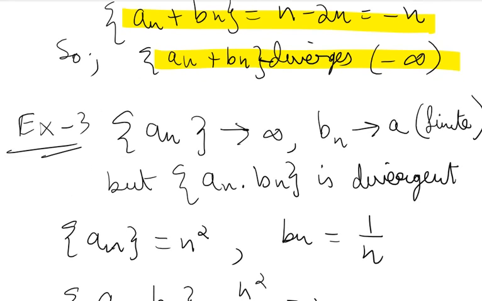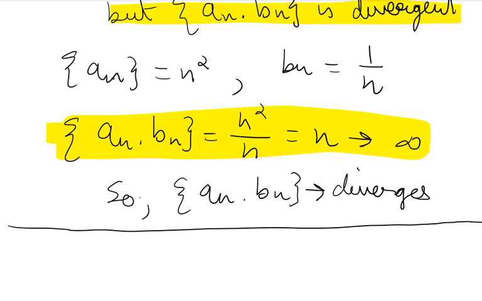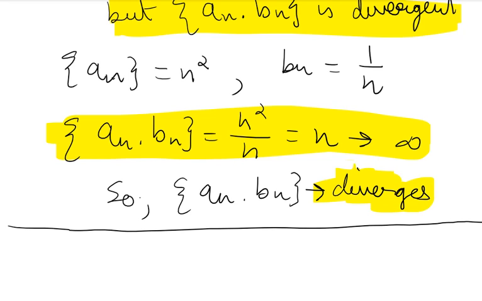Third one, an is tending to infinity, bn is tending to some point a. Now when we multiply these two, we see the final result is diverging. That's what we wanted to know, whether an dot bn will diverge or not. So we can see that it diverges. That's it for today.